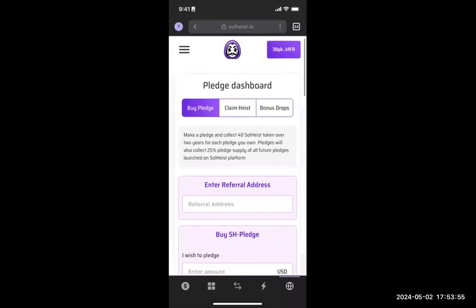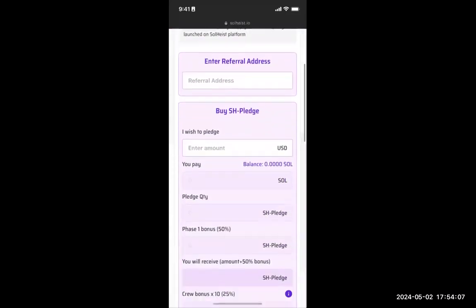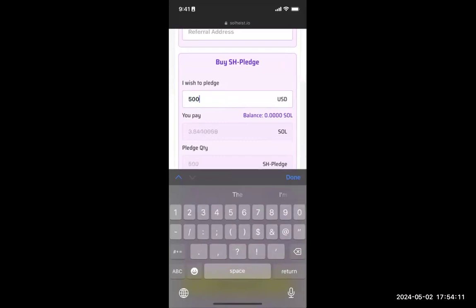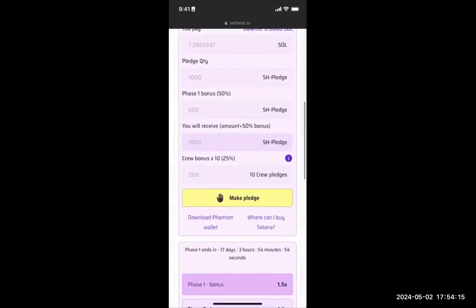Now, I just went straight to the website, so obviously it wouldn't do this, but whoever invites you, it will automatically default your inviter's referral address in, so you don't even have to type it out. Then you add the amount of pledge that you want to do, 500, 1,000, whatever number you feel comfortable with. Once that's done, you press pledge, make a pledge, confirm it, and you're done.